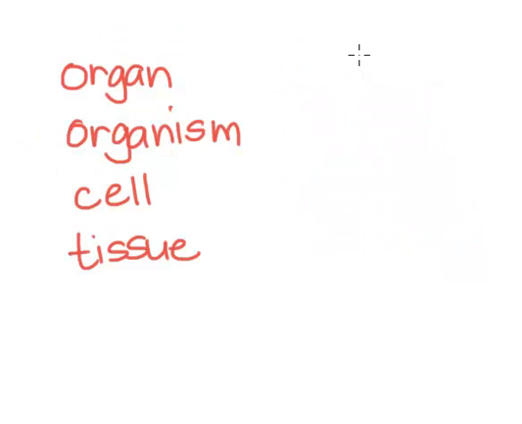Here is your homework question. Are you able to take these 4 terms and place them in order of complexity so that we can see how the body of a plant is in fact built up? Organize these terms from the simplest to the most complex.